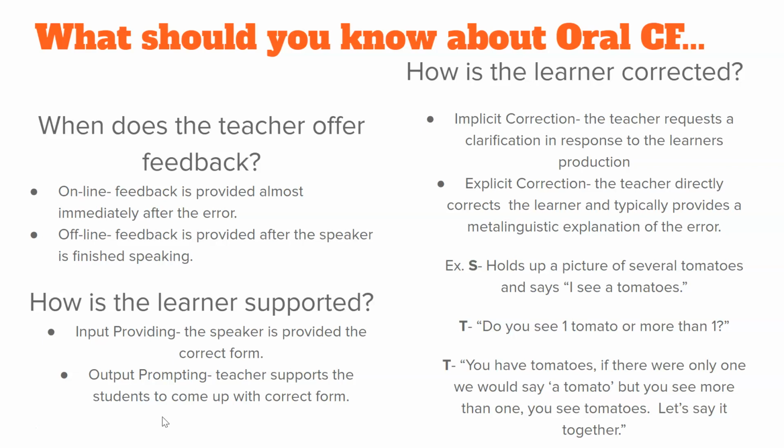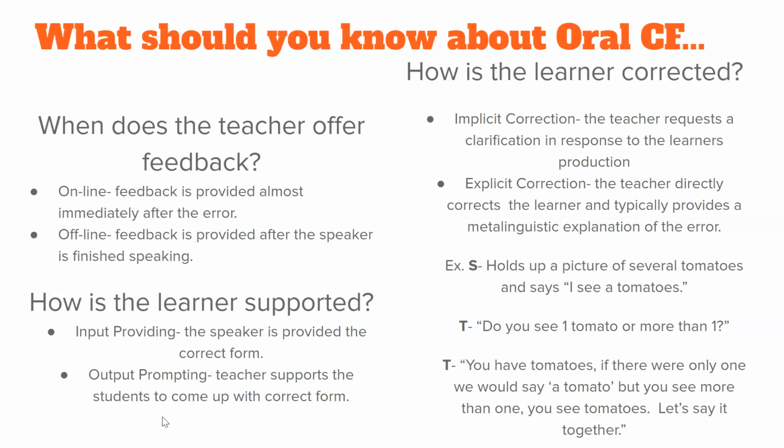So the teacher can offer two things. The teacher can offer online feedback or offline feedback. Online feedback is immediately, right after the error occurs. Offline feedback is after the speaker finishes their thought, finishes speaking, okay? And you can support the learner in two ways. Input providing is simply the speaker is given the correct form, okay? Output prompting is when the teacher supports the student to try to come up with the correct language, okay?